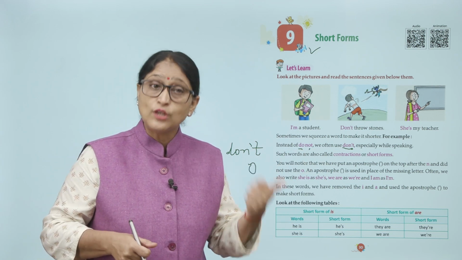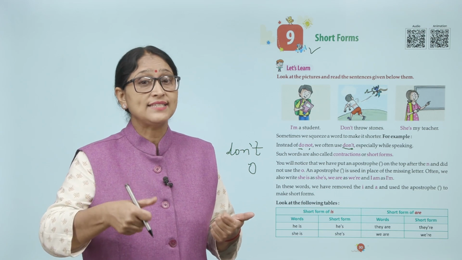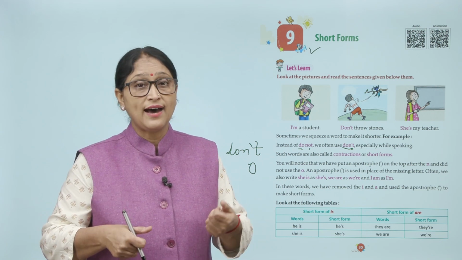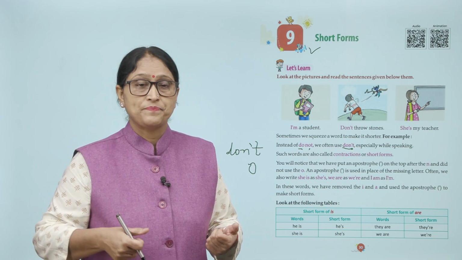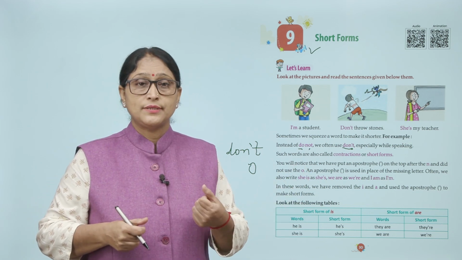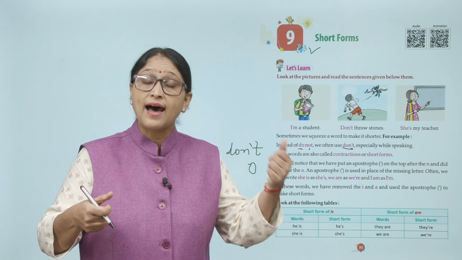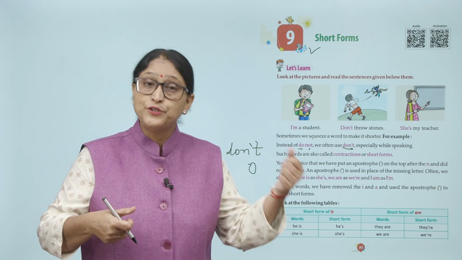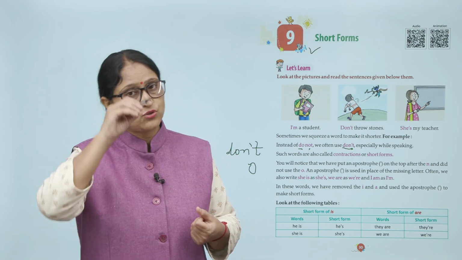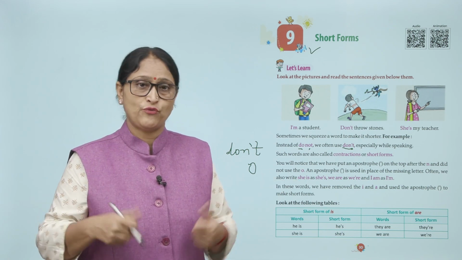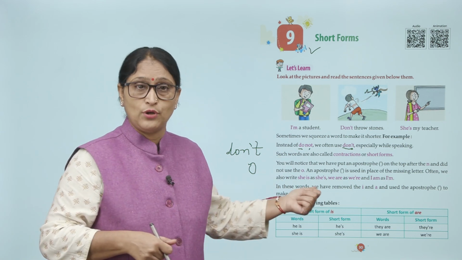Often we also write she is as she's, we are as we're, and I am as I'm. In these words we have removed the I and A and used the apostrophe to make the short form. Apostrophe को use करके हमने क्या करा? उसकी short form बना दी. Now look at the following tables.